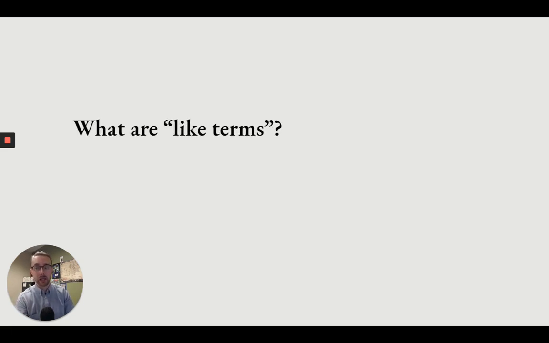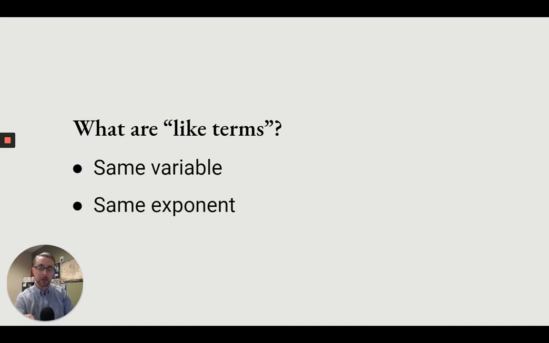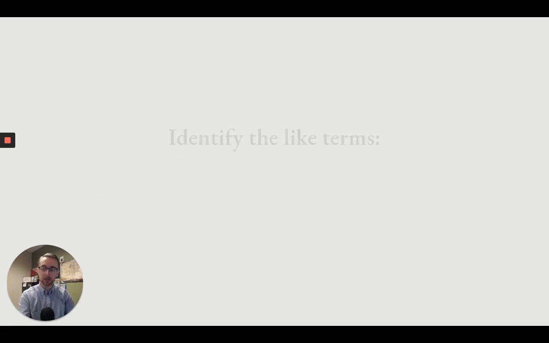What are like terms? What makes two terms like? It's two things. First, the terms are going to have the same variable, and then the terms are going to have the same exponent. Both of those requirements need to be met in order for the terms to be considered like, and for me to be able to combine them. So let's look at some examples of this.